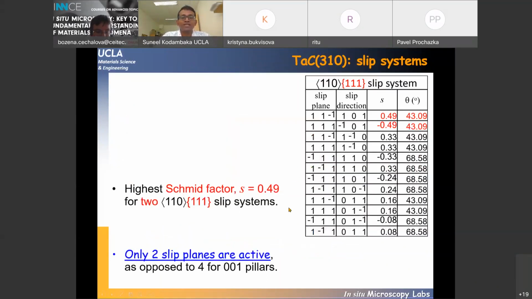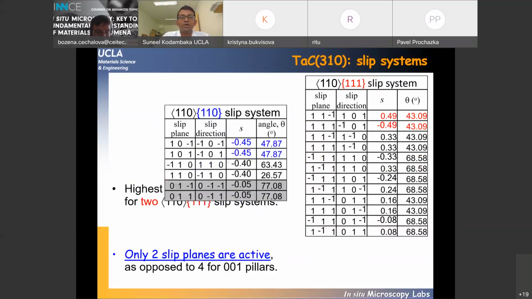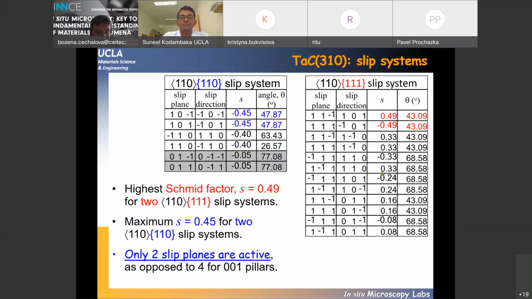And so to identify what is going on, we again look at the images of these pillars and try to identify the slip systems. I don't want to bore you with the tables, but these are all the possible slip systems that can be present when you have 310 oriented crystals. The ones that I've highlighted are the most likely slip systems expected to operate, given that's where you would have the highest resolved shear stress.